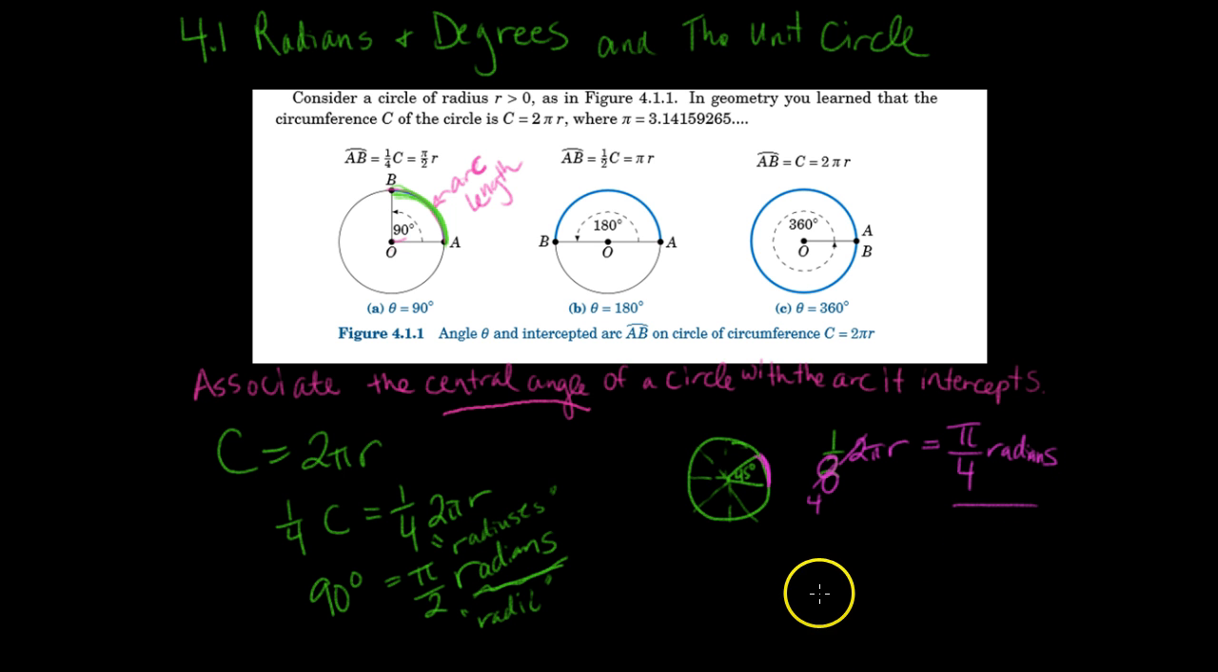All right, and then you can see with 180 degrees, if you take 1/2 of the circumference, that's equivalent to pi radians, pi r. And then all the way around, 360, that is the entire way. So 2 pi is going the entire circumference. So if you say 360 degrees, that is equivalent to 2 pi radians.